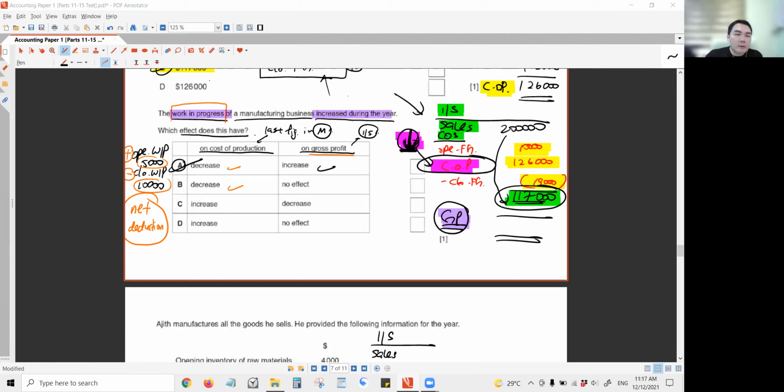So in your mind, when you read this question, they say work in progress increased, right? So I know closing work in progress is higher, and it's a number that you minus. So the number that I minus is bigger than the number that I plus, so it's a net deduction. It makes the cost of production lower, so I will choose this. Then I know cost of production goes into the cost of sales section of the income statement. If cost of production becomes lower, then gross profit will be higher.